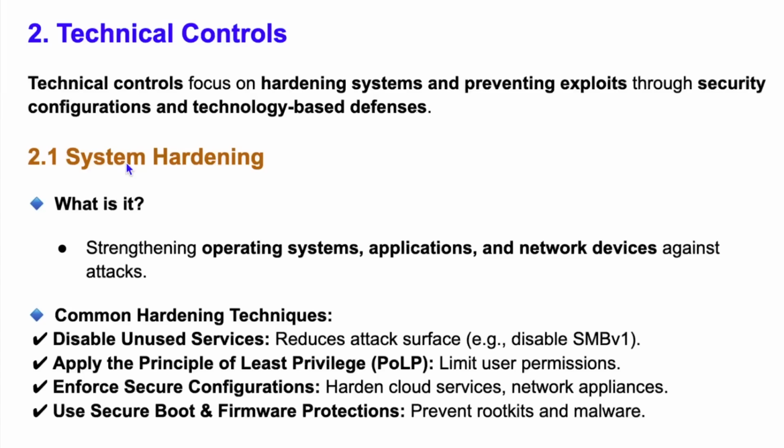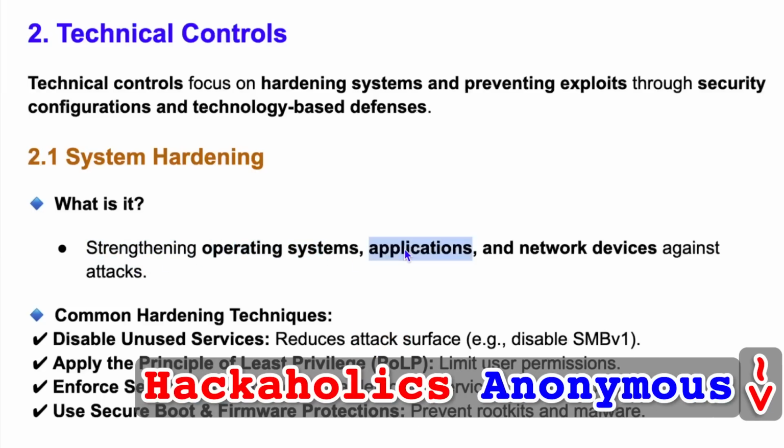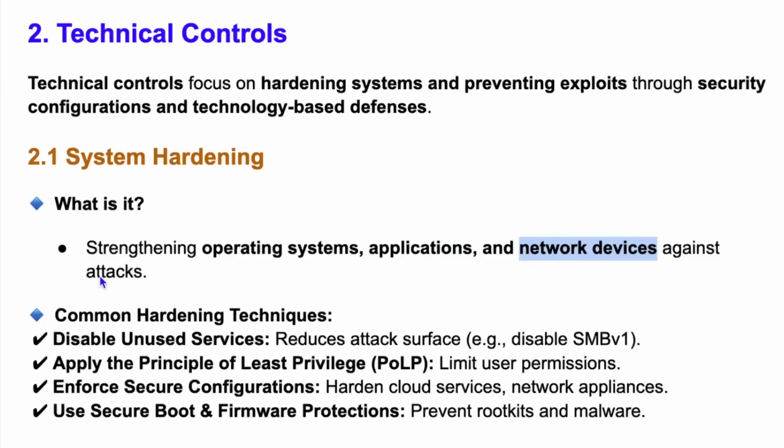Okay, so now we need to talk about the various control types that we can implement to secure our systems and to remediate the vulnerabilities that we have found. Technical controls apply to hardening systems and preventing exploits through security configurations and technology-based defenses. So technical has to do with the technology itself. The first version of this is system hardening, and hardening is just another word for strengthening, right? So you would harden your operating system, your applications, your network devices against attacks.